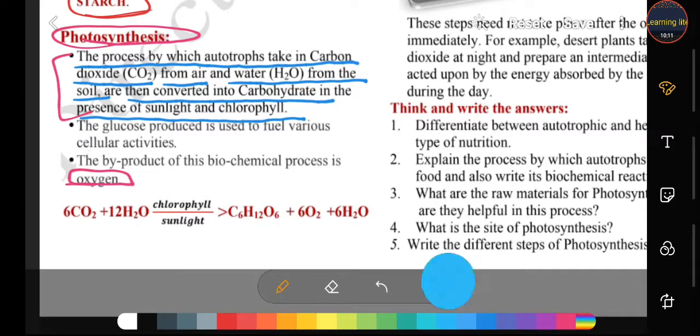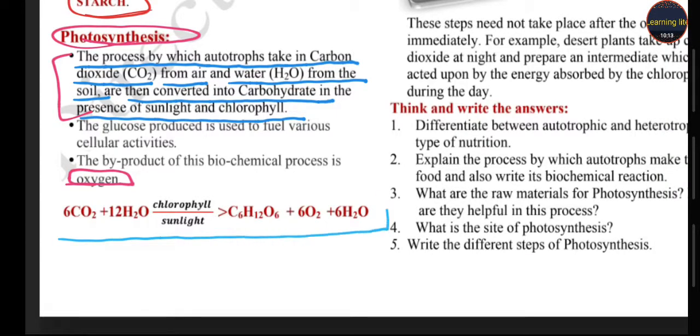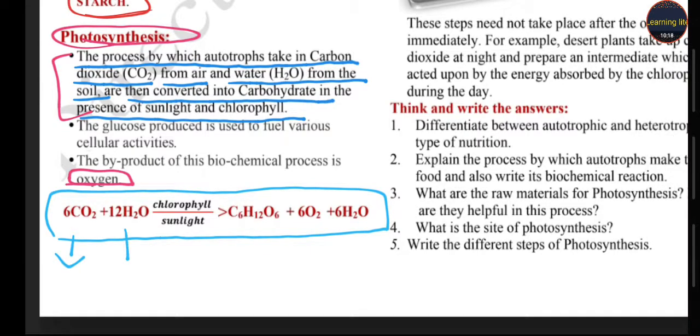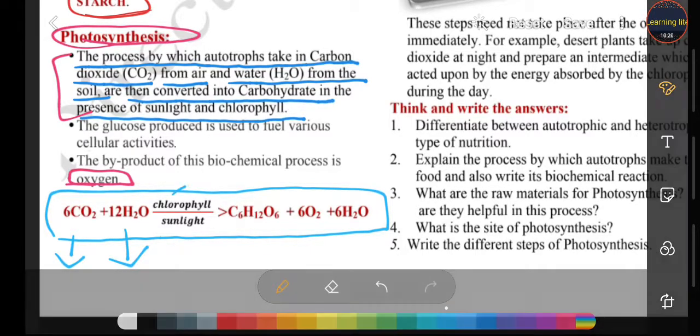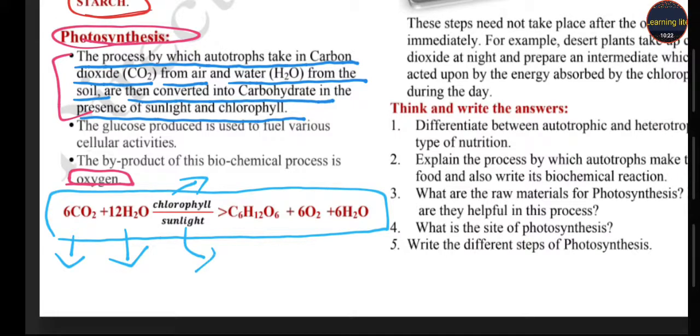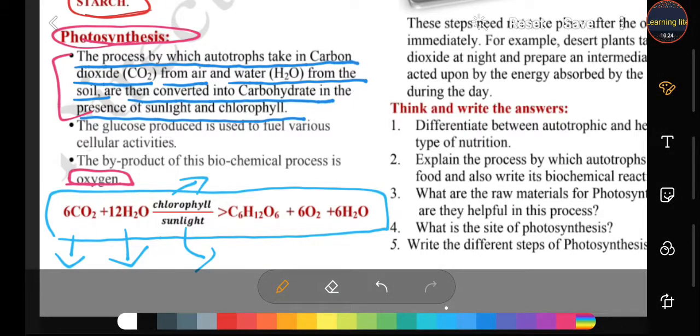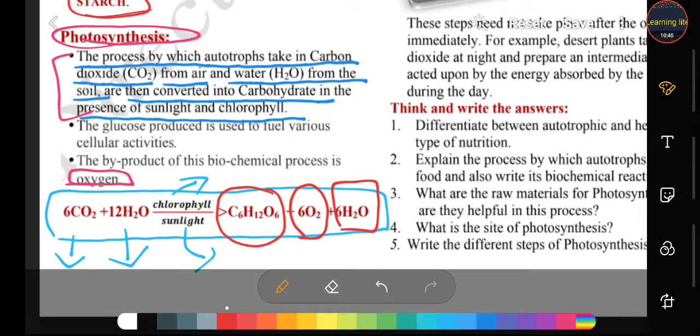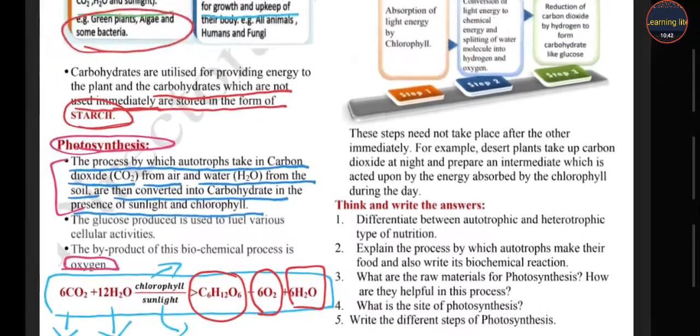What is the chemical reaction, student? This is the chemical reaction of photosynthesis. Here carbon dioxide is taken from air, water is taken from the soil, chlorophyll is present in the leaf, and sunlight we take from the sun. In the presence of chlorophyll and sunlight, when plants use CO2 and H2O and convert the carbon dioxide into carbohydrate and liberate oxygen and water, this process is known as photosynthesis. Okay, students?